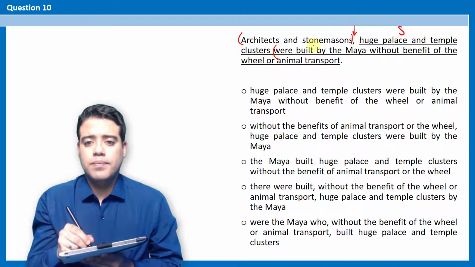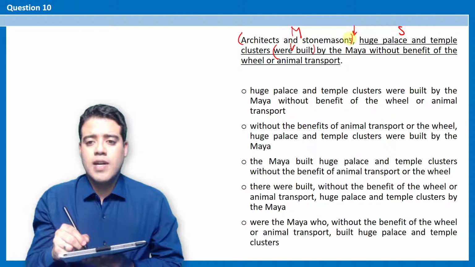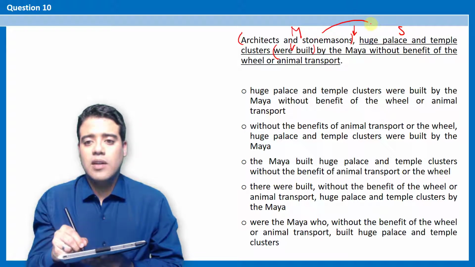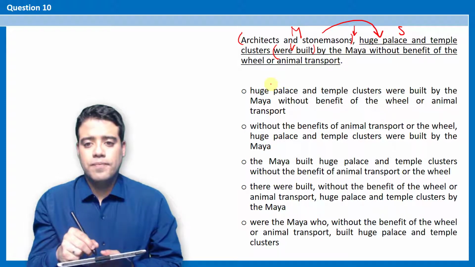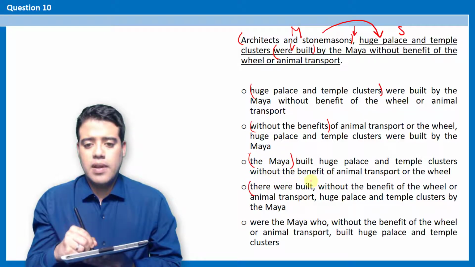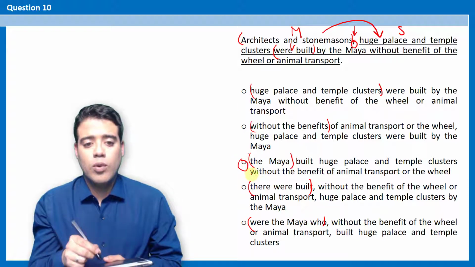Were built, that's the verb. So if you have a noun phrase, comma, subject, verb, the noun phrase is a modifier. And it needs to make sense with the subject. And look at the possible choices. Huge palace and temple clusters, without the benefits, the Maya, there were built, were the Maya who. Since you need a subject right after the comma, the only possible choice is the Maya. Okay, that's very easy, straightforward if you know the rule.